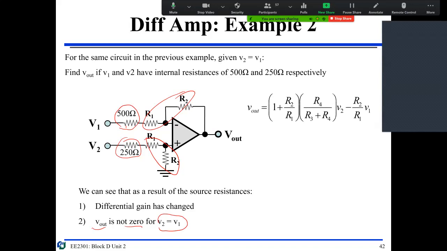Okay. So according to the V out derivation in the general case, we are going to put in all these numbers. Then we get something close but different. So therefore, if the internal resistances go to 0, then it will be nice. So that's why we need to consider internal resistance.